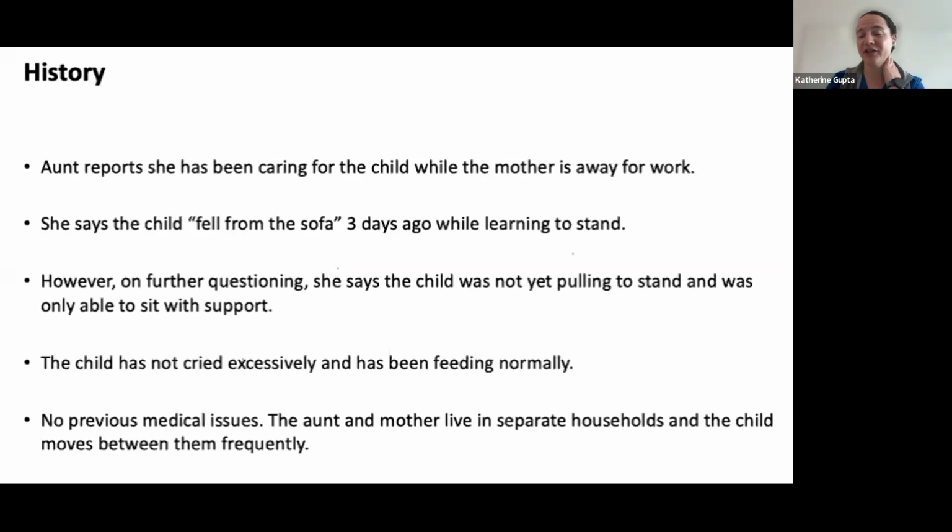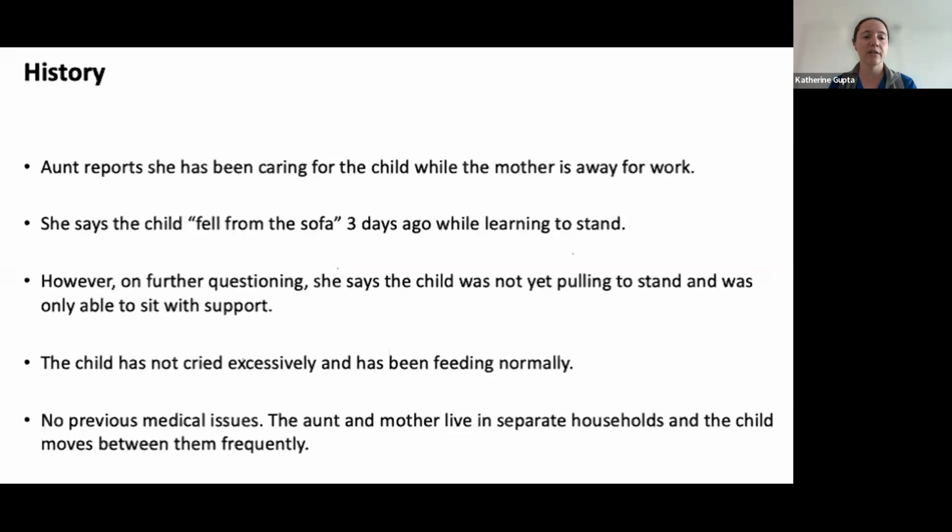Just for an additional history, as you're thinking about what you want to do, the aunt who brings this child in has been caring for her because mother is away for work. The aunt says that the child fell off of the sofa 3 days ago while she was learning to stand. But then later she says, actually, this child doesn't yet pull to stand, which, by the way, would be typical. Like a 6-month-old usually is not pulling to stand. A 6-month-old usually can sit, sometimes unsupported, sometimes even still with support.